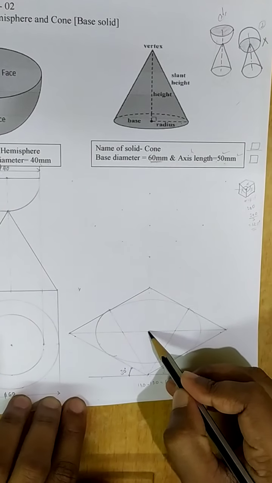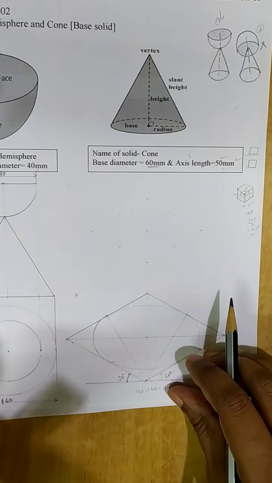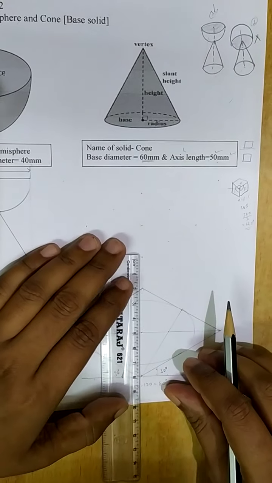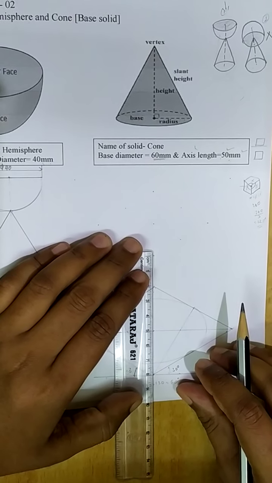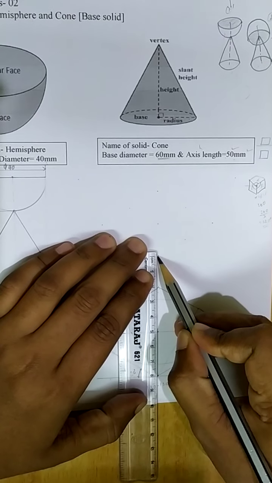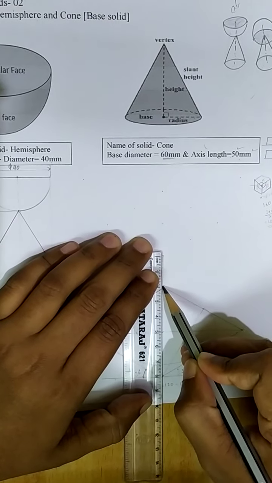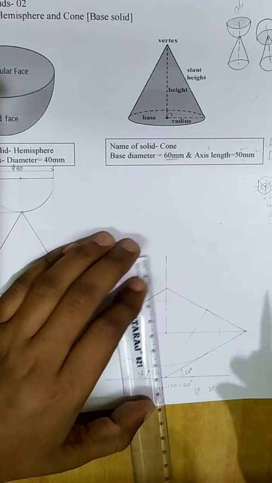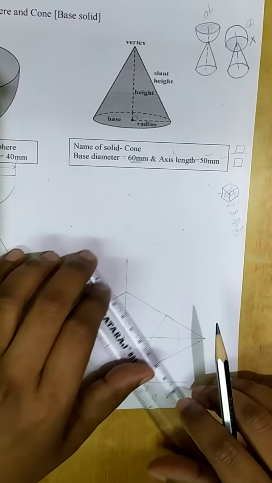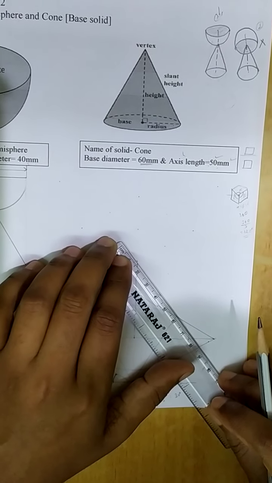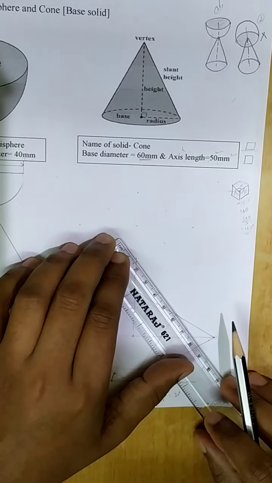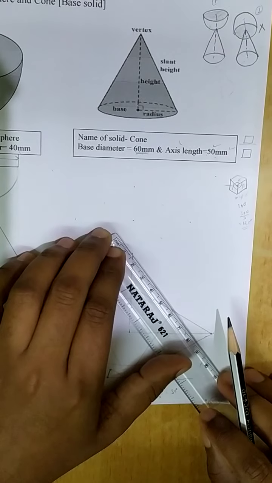So now with this center point, I'll consider the height. Since we are constructing the isometric view, I'll take the actual scales. Okay, you take 50 mm and you mark the point. So this is the axis of the cone that I'll consider. With respect to this vertex of the cone, that is the apex of the cone, we will draw two generators. The generators have to be drawn as a tangent line.